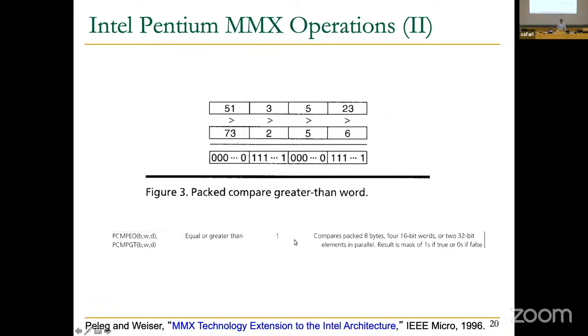Let's take a look at the ISA definition. It compares packed 8 bytes. Well, in this case, I think 4 16-bit words. The result is a mask of 1s if true or 0s if false. So you basically compare 51 to 73. 51 is not greater than 73, so the result is all 0s in these 16 bits. 3 is greater than 2, so the result is all 1s in these 16 bits. 5 is greater than 5? No, that's not true, so the result is all 0s. 23 is greater than 6, so the result is all 1s.